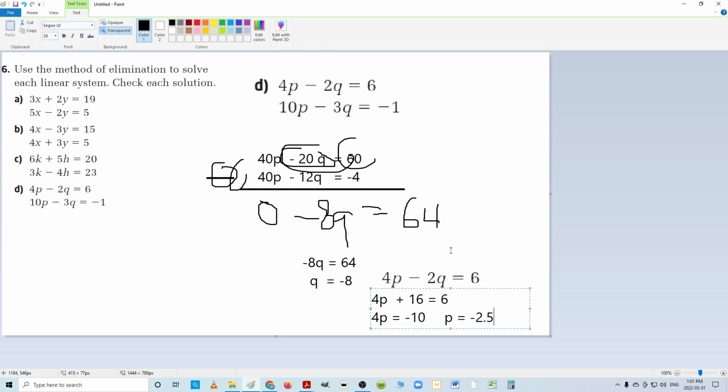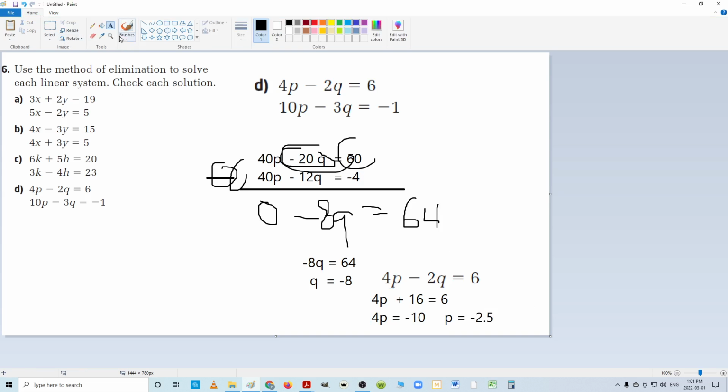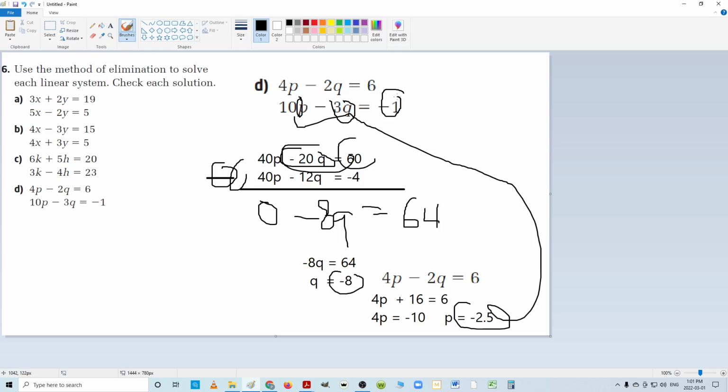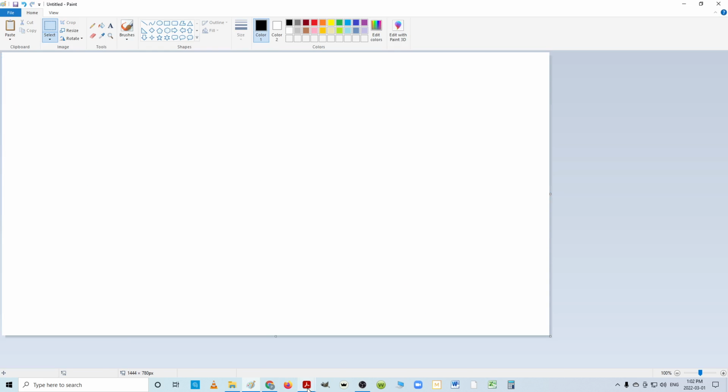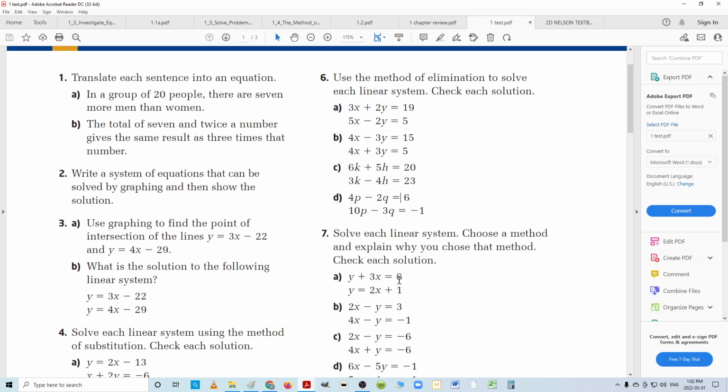Depends what your teacher wants. Usually fractions are what teachers want. So you've discovered q and p, and you can always go back and make sure that's true. If I put my values of p and q in here, I should get negative 1 as a result. On the left side, negative 1 should come out. Same with up here. The left side should become 6.